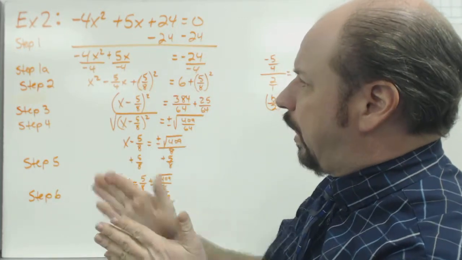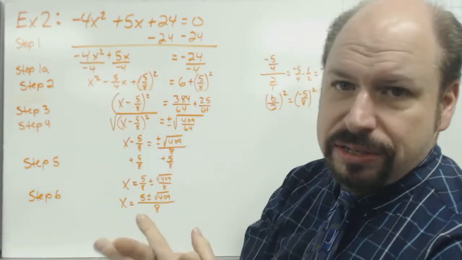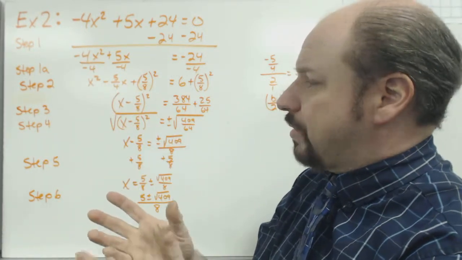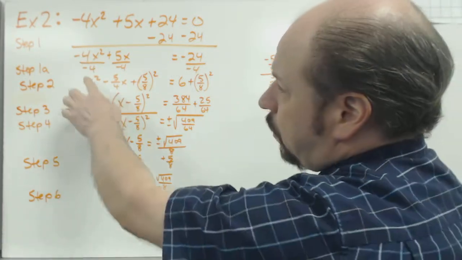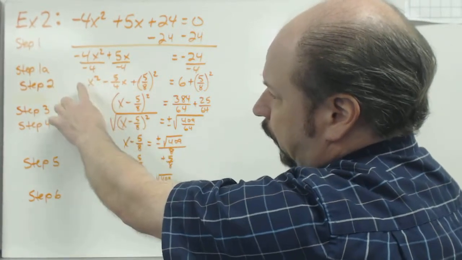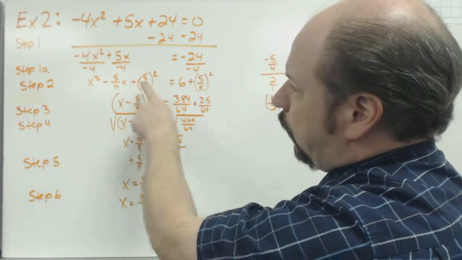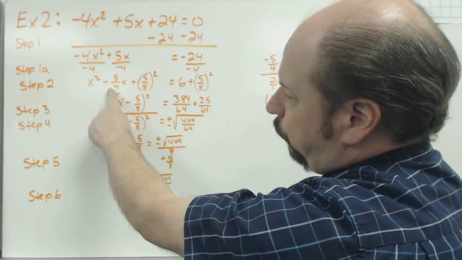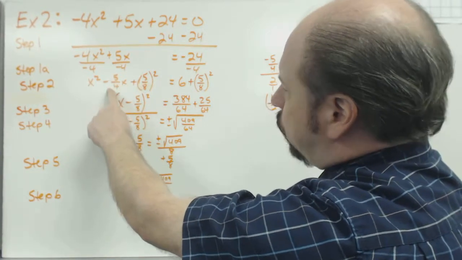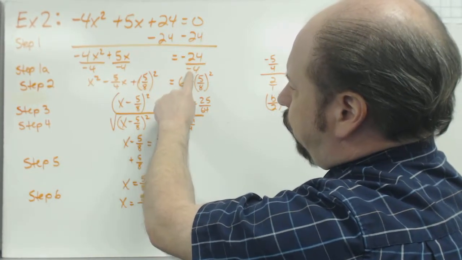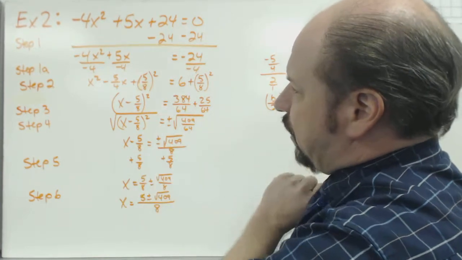And in step 1a, we're going to divide by this a term, which is negative 4 in this case. So negative 4 divided by negative 4 gives us the 1x squared. 5 divided by negative 4 we'll just leave as negative 5/4. And negative 24 divided by negative 4 is positive 6.